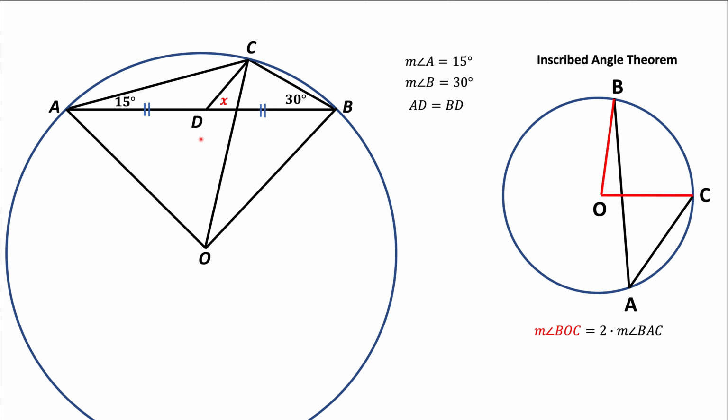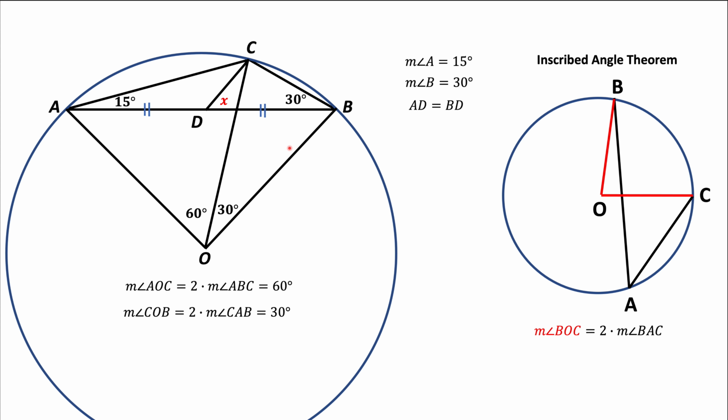So let's look at the angle CBA, this one, 30 degrees. This is an inscribed angle, and there is a central angle that corresponds to it, and this is AOC. A central angle should be double the inscribed angle, so AOC should be 60 degrees. In a similar way, if you look at the inscribed angle CAB, which is 15 degrees, there is an angle COB, which is the central angle that corresponds to it, and that angle will be obviously 30 degrees.